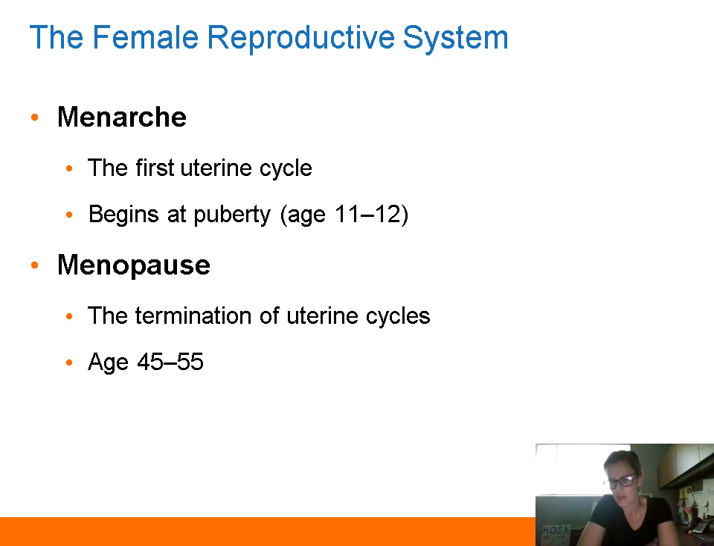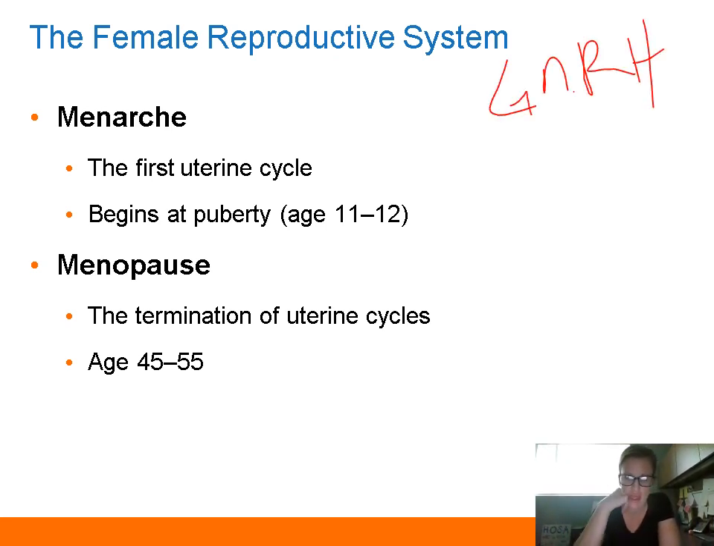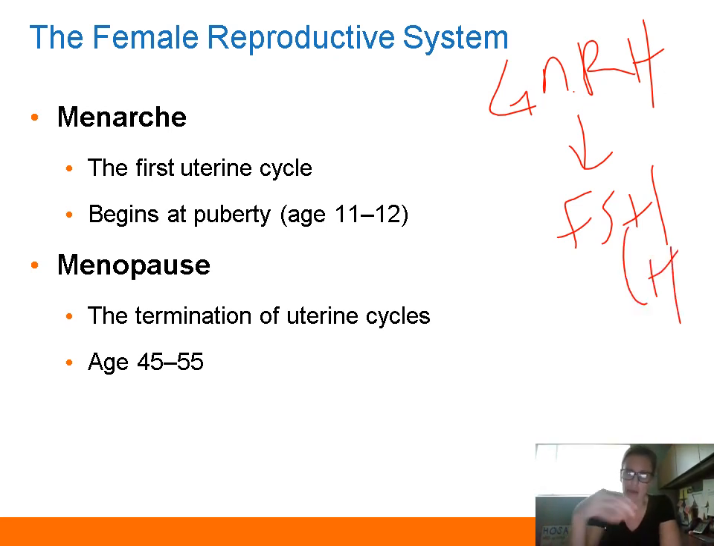What happens is at puberty, we don't really know what sets this off, but at puberty we start to get pulses of GnRH from the hypothalamus, gonadotropin releasing hormone, and GnRH from the hypothalamus goes to the anterior pituitary gland, and we see it causing the release of FSH and LH. You guys know the effects of FSH and LH as far as stimulating follicle development and stimulating the development of the corpus luteum.